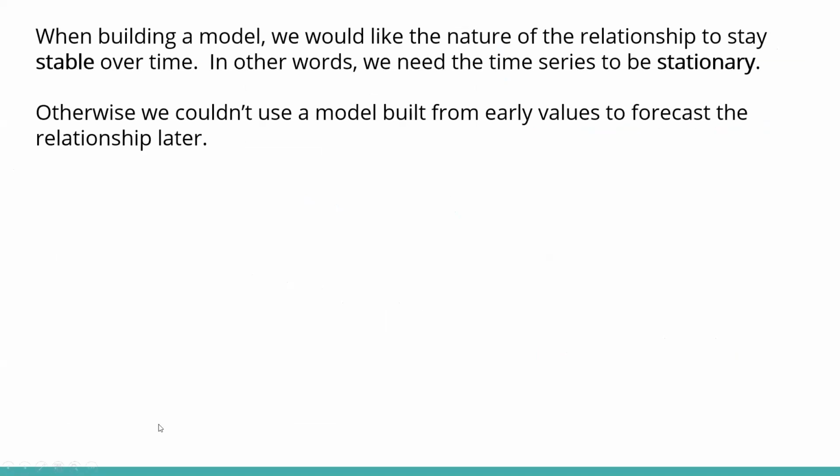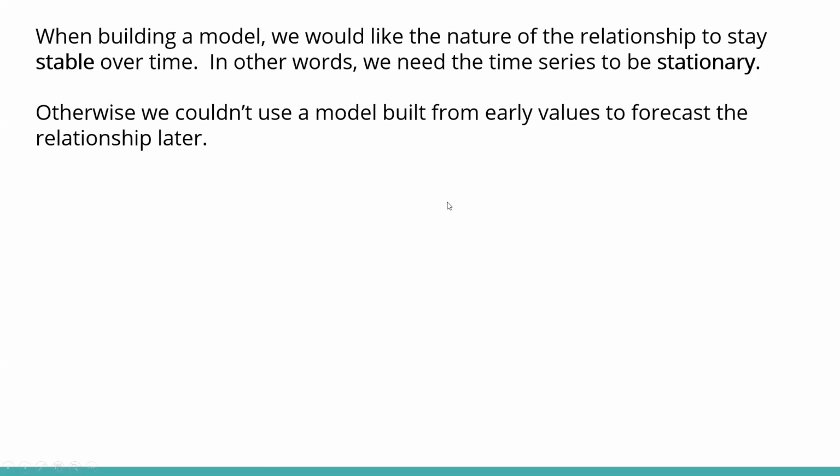And that was why I said when building a model, we would like the nature of the relationship to stay stable over time. That is an assumption, okay? Even though it may not be that stable over time, we're talking about on average, okay? And that was the reason why we said there shouldn't be a systematic change in the mean over time, and there shouldn't be a systematic change in the variance over time, okay? In that world, what we're talking about has to be stationary.